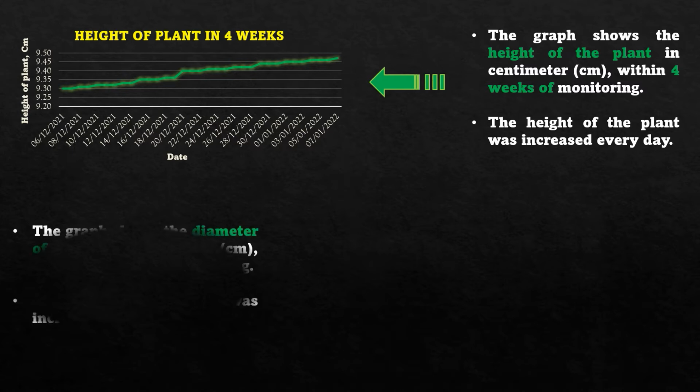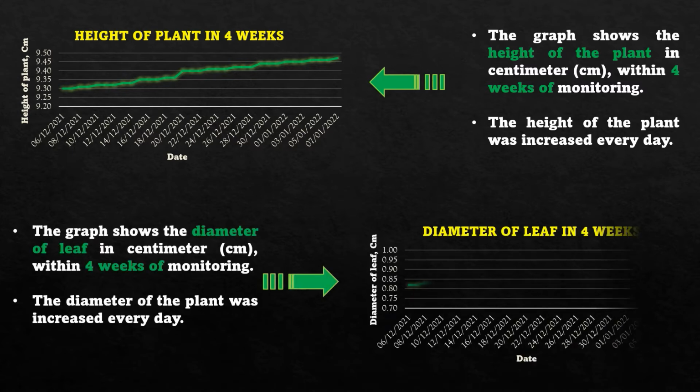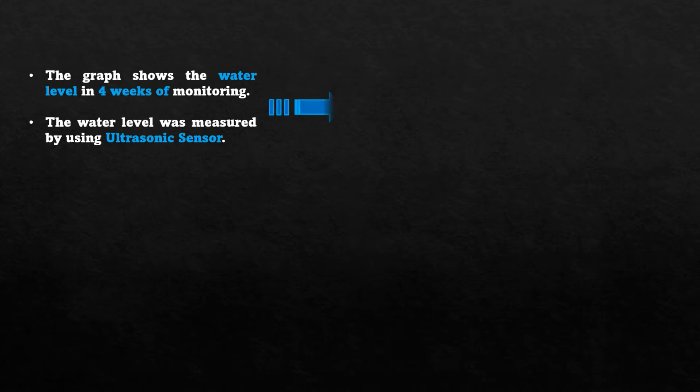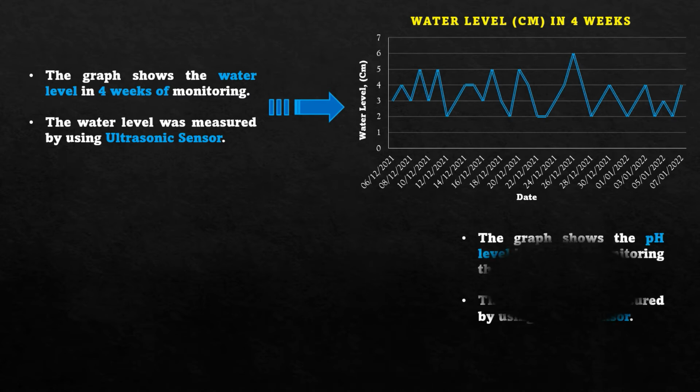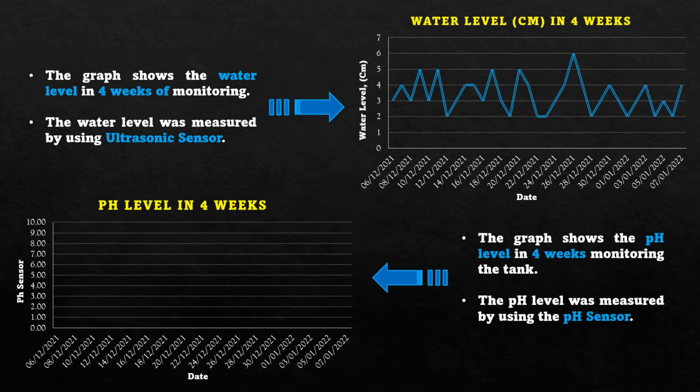The next graph shows the diameter of the leaf in centimeters within the 4 weeks of monitoring. Based on the graph, the diameter of the leaf increased every day. The next graph shows the water level in 4 weeks of monitoring, and the water level was measured by using the ultrasonic sensor. The next graph shows the pH level of the tank in 4 weeks of monitoring, and the pH level was measured by using the pH sensor.